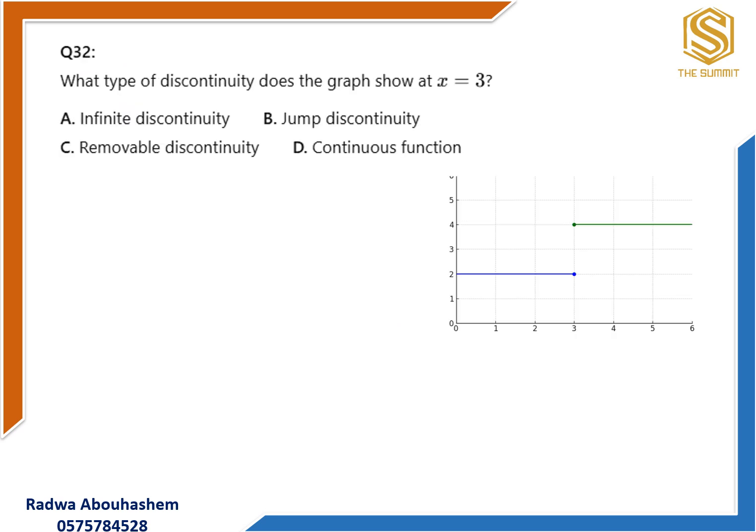What type of discontinuity does the graph show at x equals 3? Here's the 3. Let's examine it from left and right. Here's right. If I examine it from the right, it's equal to 4. If I examine it from the left, it's equal to 2. So this means this is a jump discontinuity, a jump from 2 to 4.